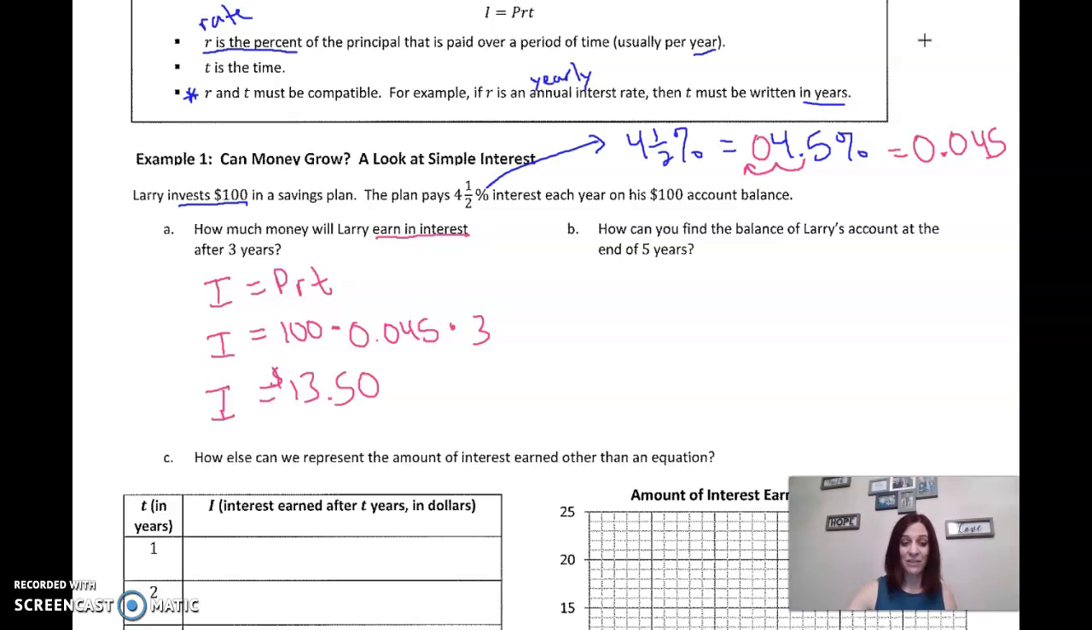So after 3 years, not a whole lot, but hey, at least you're getting something. What would it be at the end of 5 years? How could you find the balance of Larry's account at the end of 5 years? Okay, balance, that's the total amount of money.